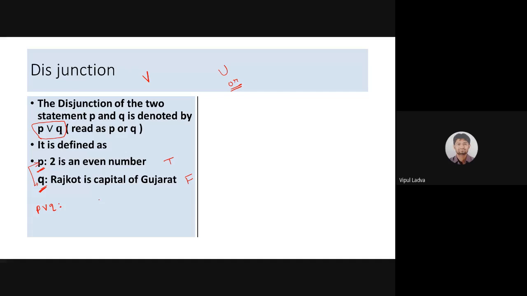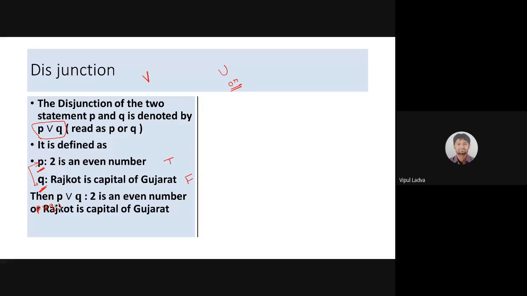That will be the statement: 2 is an even number or Rajkot is capital of Gujarat. That will be the combined statement after using the disjunction operator. This is what I am talking about. Then P or Q means 2 is an even number or Rajkot is capital of Gujarat.